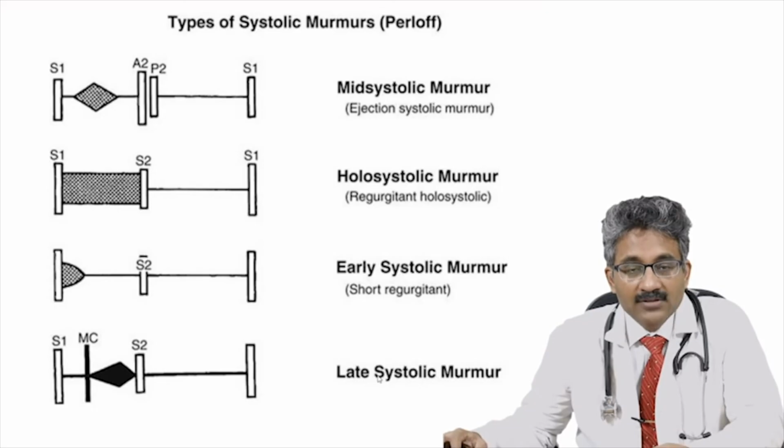And then you have a late systolic murmur, students. There is a mid systolic click here. I am saying mid systolic click, students. You get a click in mitral valve prolapse or tricuspid valve prolapse. Okay. So after this click, there is a late systolic murmur. Mid systolic click and late systolic murmur is a feature of MVP, mitral valve prolapse, or tricuspid valve prolapse. So these are the systolic murmurs.